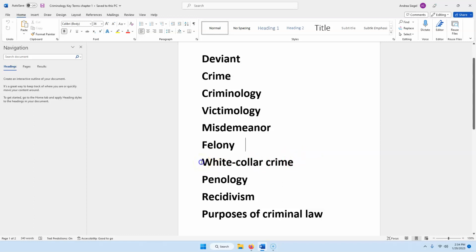White-collar crime is Edwin Sutherland's term for economic crimes committed by rich people. Crime activities of the affluent. Affluent means rich. And penology is a sub-area of criminology that focuses on the correction and control of criminal offenders, people who are in the pen, in prison.